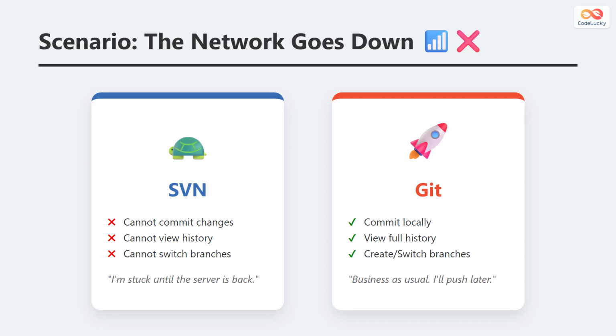What happens if the network goes down? In the SVN model, you are stuck. You cannot commit your work, you cannot look at past history, and you cannot switch branches. You have to wait. In the Git model, it is business as usual. You can continue to commit, browse the full history of the project, and create new branches. You only need the internet when you are finally ready to push your changes to the team.